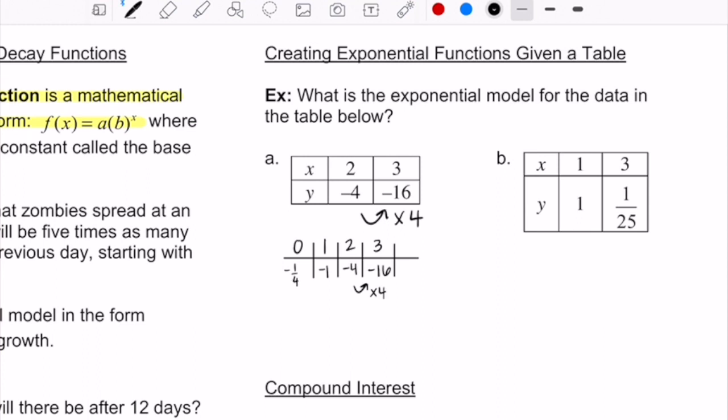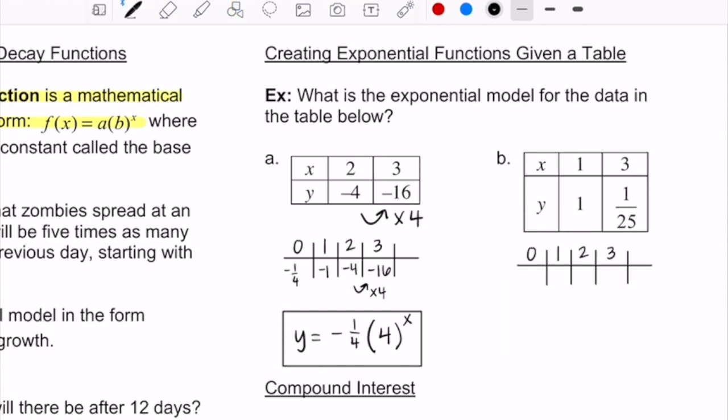When I write the exponential model for the data, I'm going to start with y equals. The number that pairs with 0 goes out front. That's my initial value. And then the number that goes inside the parentheses is the number that I'm multiplying by each time to get to each next number in the list. So here for this first problem, it would be y equals -1/4, and then 4 goes inside the parentheses because you're multiplying by 4 each time to get to each next number in the list. I'll use the same process on B.